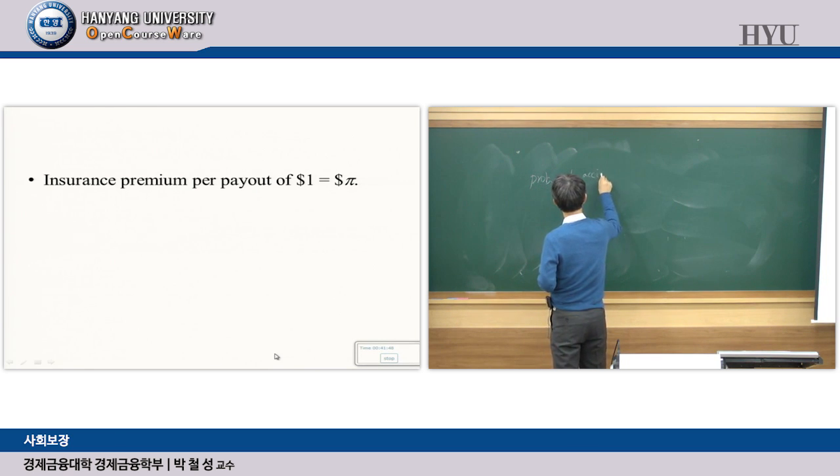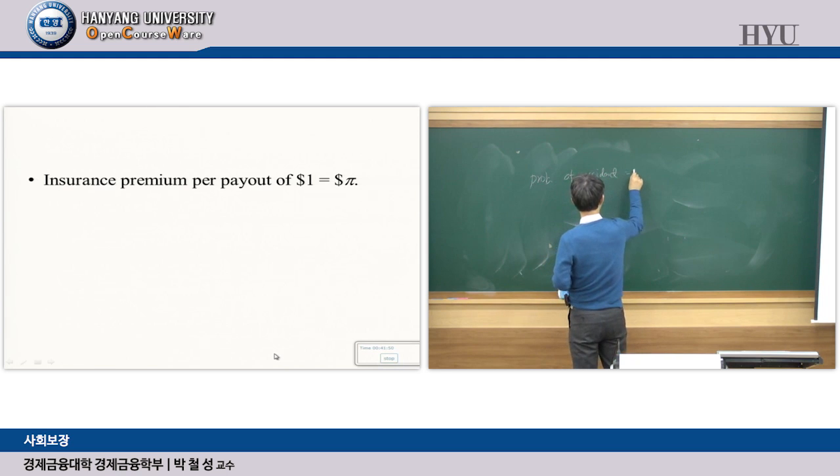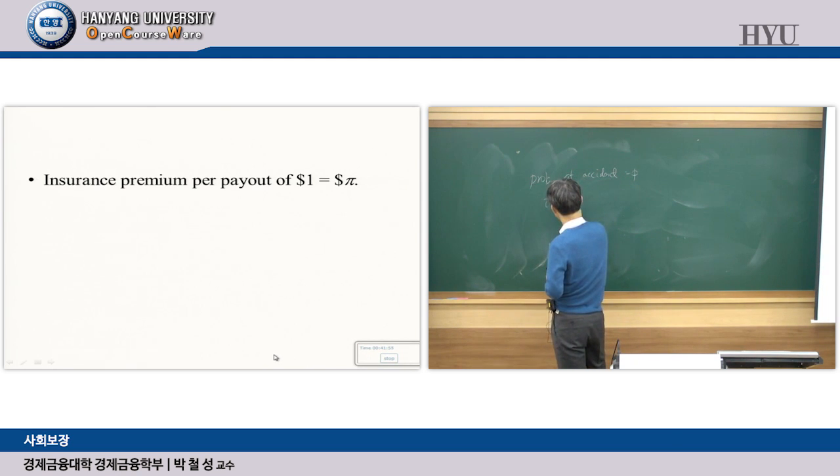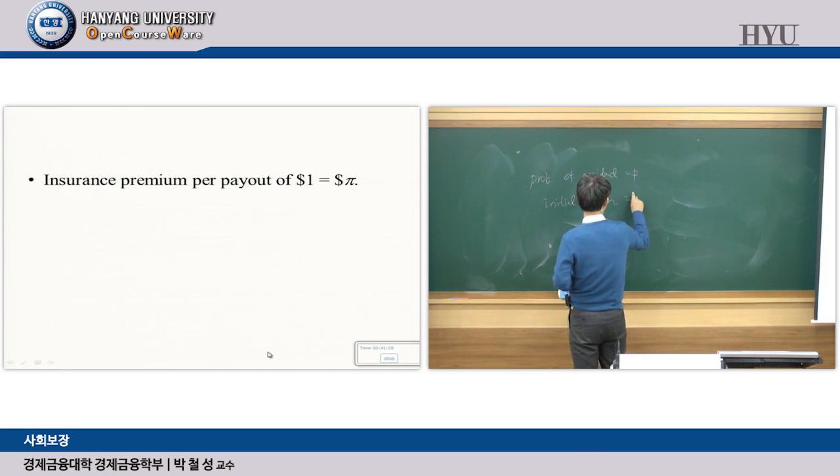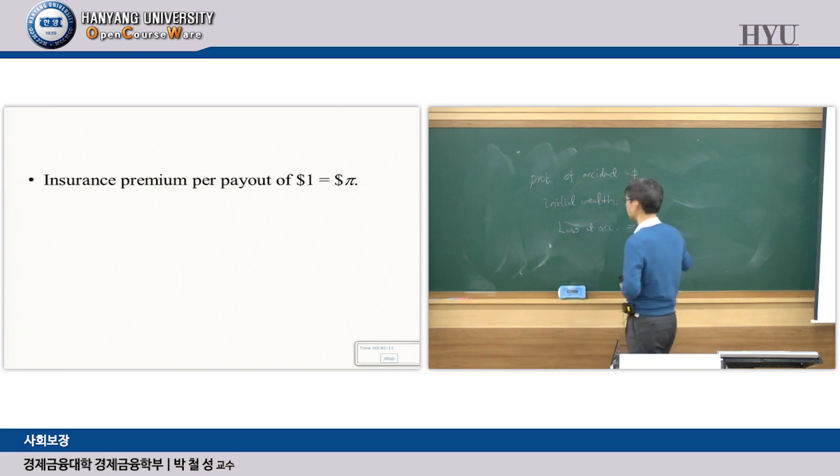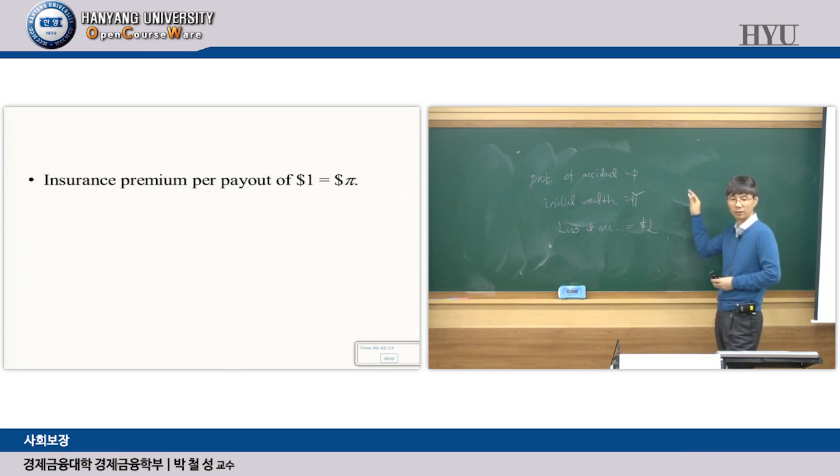So the probability of accident is P, initial wealth is Y dollars, and the loss at accident is L dollars. Okay? You are facing this situation.